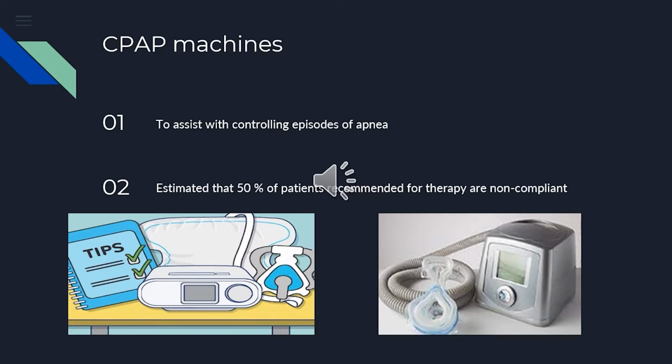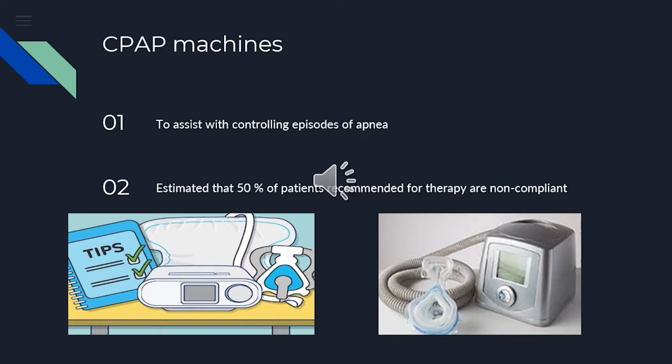CPAP machines are used to assist with controlling episodes of apneas and hypopneas, utilizing continuous positive airway pressure, also known as CPAP. Therapy is the most effective for those who suffer from obstructive sleep apnea. It was one of the biggest advances in the history of sleep medicine after the discovery of sleep apnea in 1965. CPAP was invented around the summer of 1980.